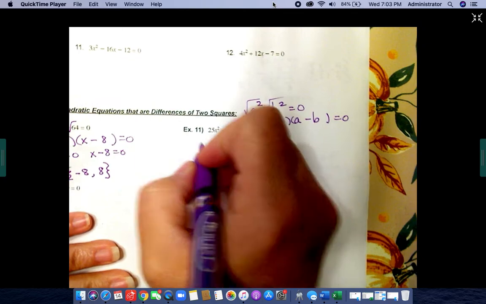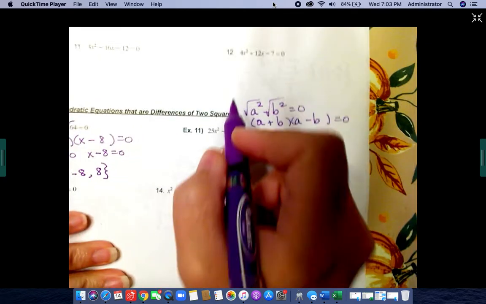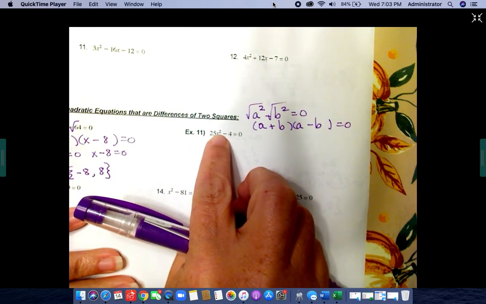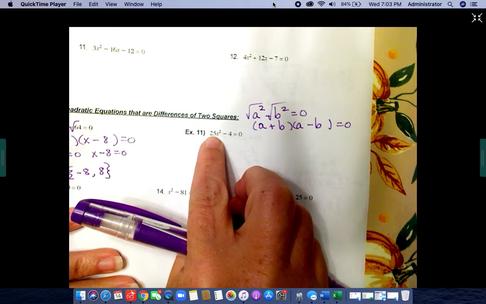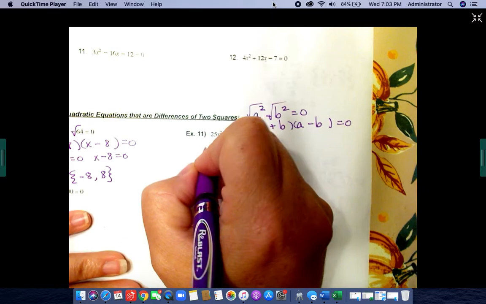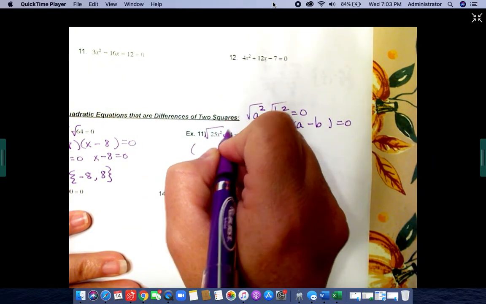For example 11, just because I have a number here does not mean it's not in the same form. I know it's a difference of squares because I have two terms being subtracted. My exponent is even, and I can take the square root of 25, and also 4. So again, I'm going to set up my two binomial factors, take the square root of each term.